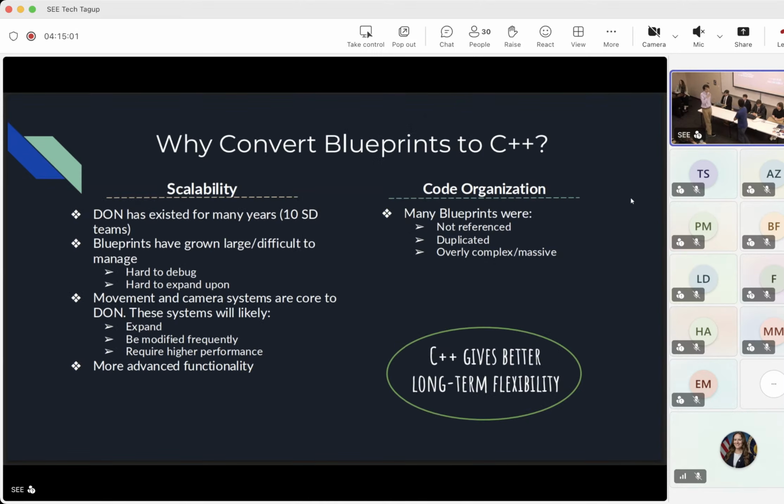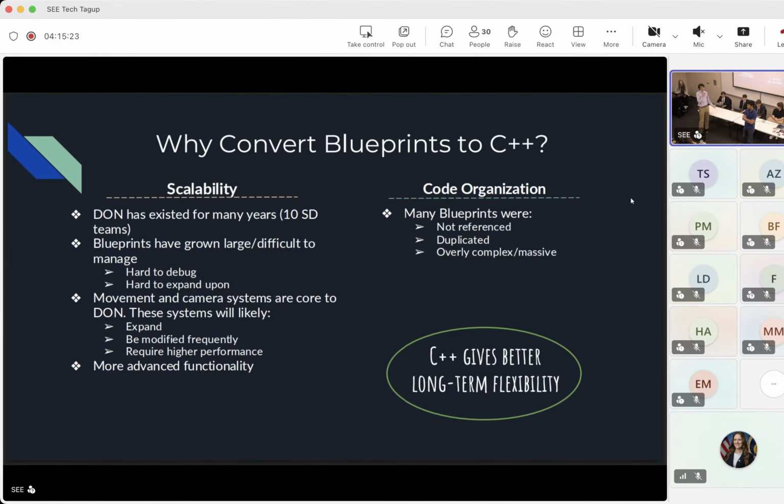So the first MVP is converting blueprints to C++. Currently Dawn is running through the Unreal Engine, and the Unreal Engine uses something called blueprints. It's more of a visual way to code. It has a lot of blocks that store information. However, this project's been worked on for about 10 semesters now, so it's grown very large. These blueprints are massive now.